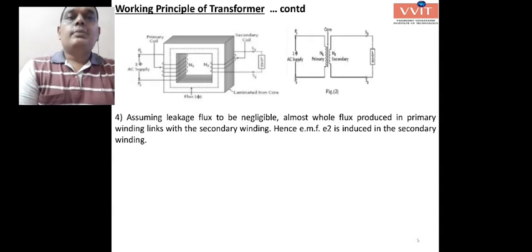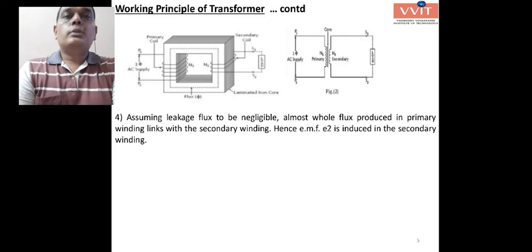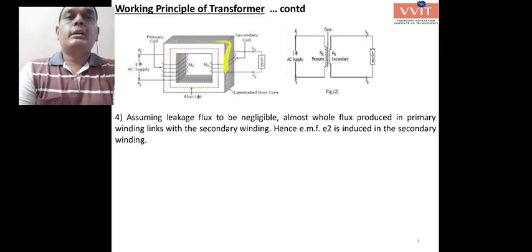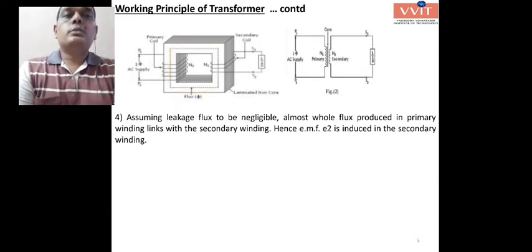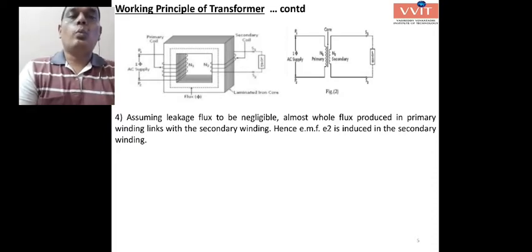Assuming the leakage flux to be negligible, the total flux that links the primary winding also links the secondary winding. Almost the whole flux produced in the primary winding links with the secondary winding, hence E2 is induced in the secondary winding. This is the working principle of the transformer. This is why the EMF is induced.